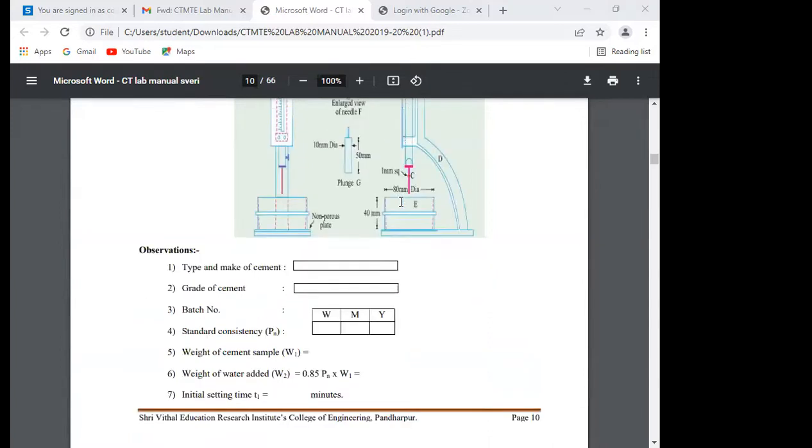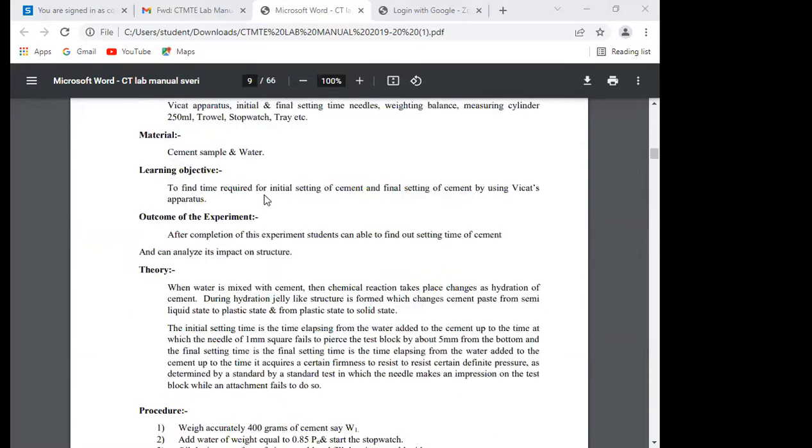In observations, the type and make of cement is Ultratech, 53 grade OPC cement. The batch number is 52 week, that is the last week of December, and the year is 2021. That is the batch number for the person who asked the question. Just write the complete procedure and all the rest.